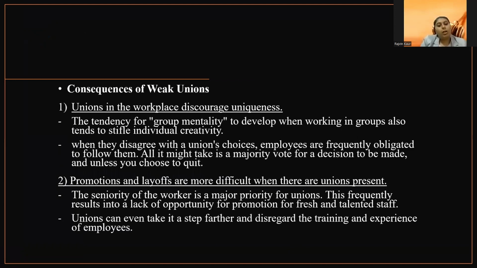Okay. In the consequences of a weak union, the first one is that unions in the workplace discourage uniqueness. The tendency for group mentality to develop when working in groups also tends to stifle individual creativity. And when they disagree with the union's choices, employees are frequently obligated to follow them, as the majority vote decides unless you choose to quit. So there is no option unless you follow the majority vote.